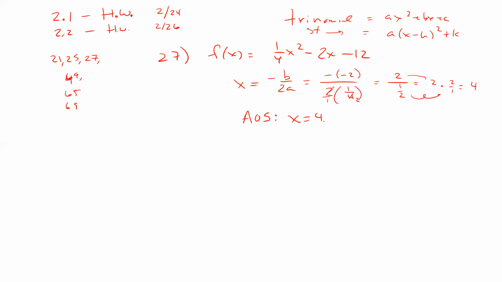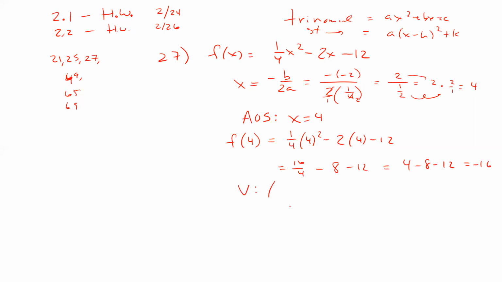Let's get the rest of the vertex. The way we get the y value for the vertex is we plug in the 4. So 1/4 times 4 squared minus 2 times 4 minus 12. That's 16, 16 divided by 4 is 4, 2 times 4 is 8, and eventually 4 minus 8 minus 12 is negative 16. I'm going to put V for vertex. Vertex is 4 comma negative 16.